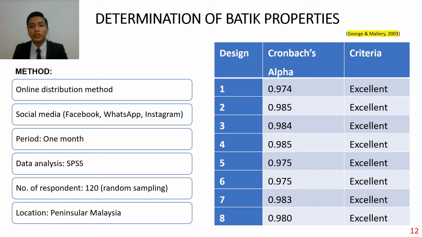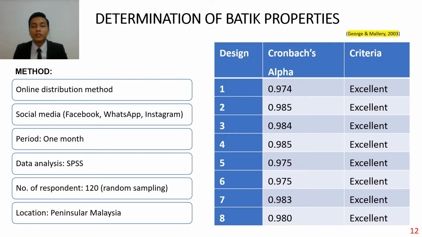This is the result of the reliability test. According to Joshi and Mallory in 2003, Cronbach's alpha value of 0.7 and higher is acceptable, while Cronbach's alpha value of 0.9 and higher is excellent.